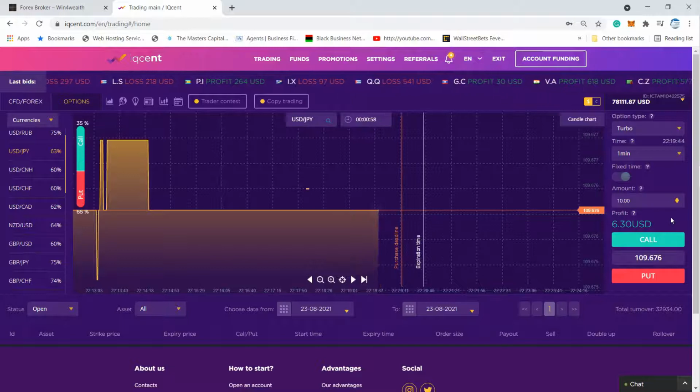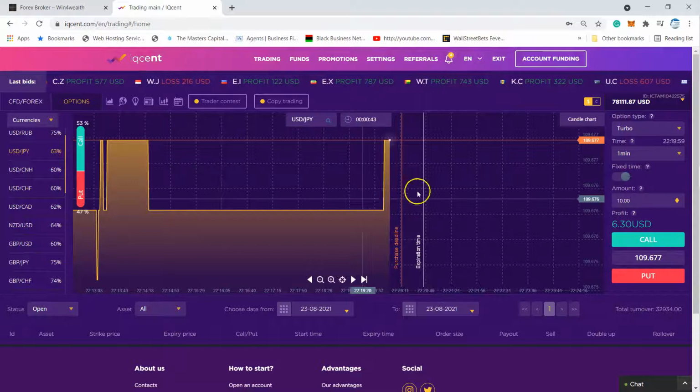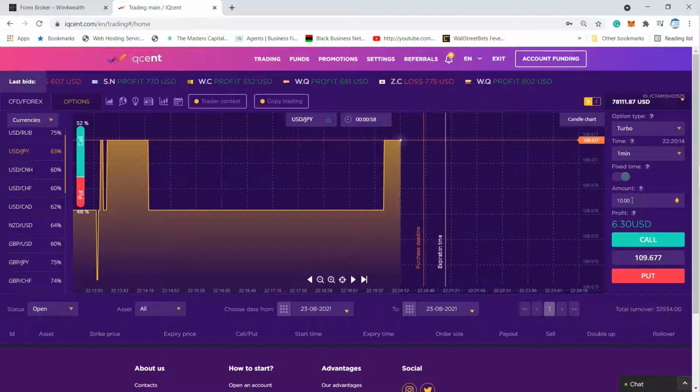I'm not looking at any indicators or anything like that. Now, the next thing that you want to look at: if you're trading $10, the profit that you're going to make from this is $6.30. Why? Because if you look over here, you're going to make 63% profit on the trade. So if you trade $10, you're going to make $6.30. And if you win, you're going to get the $10 plus the $6.30, which means you're going to win $16.30. Now, if you lose, you're just going to lose the $10. So you need to know that. If you win, you're going to win the $10 back plus whatever the percentage is.